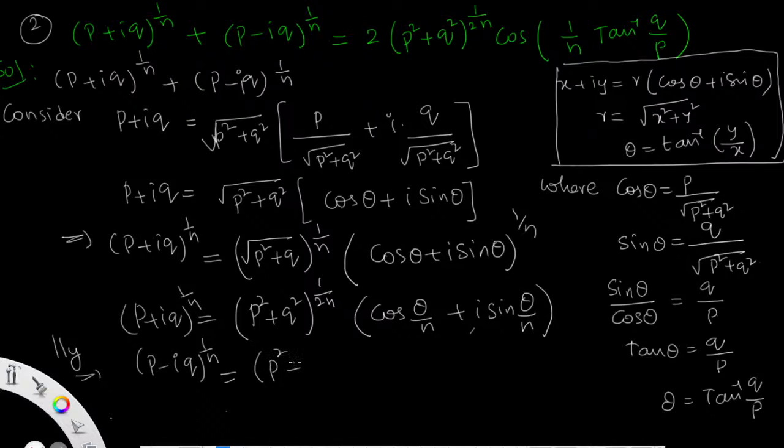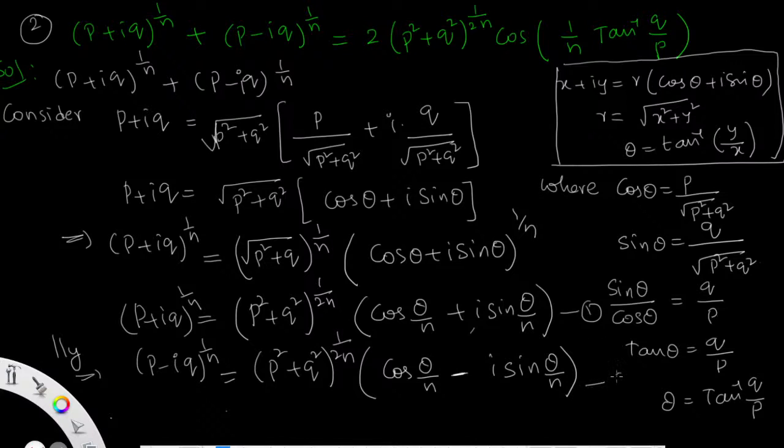So that is (p square plus q square) whole to the power of 1 by 2n into cos theta by n. What do we have to write here? Just the sine only. So that's why we are writing here minus i into sin theta by n. This is the first one, this is the second one, and in between you think of this as the first part and this as the second part.